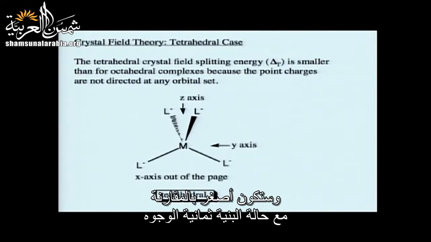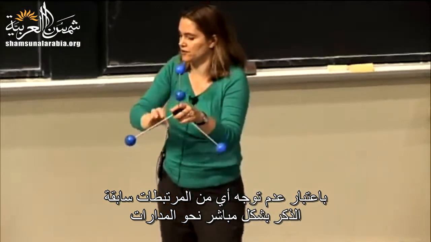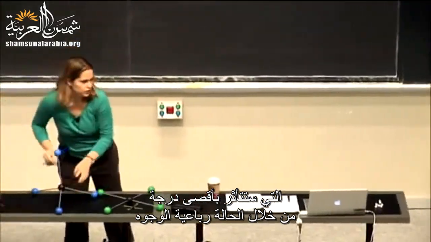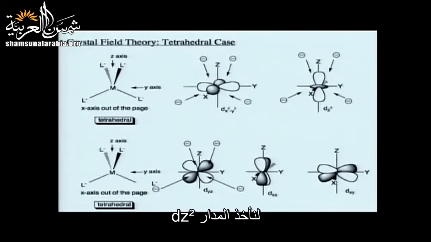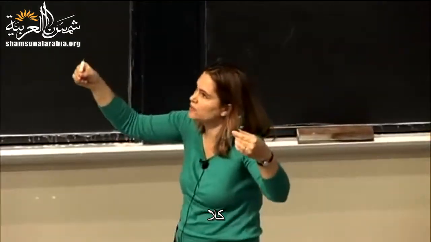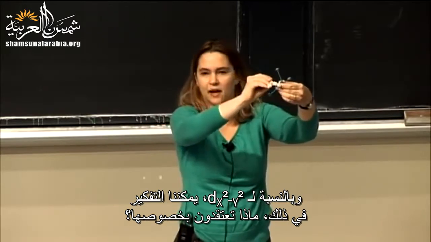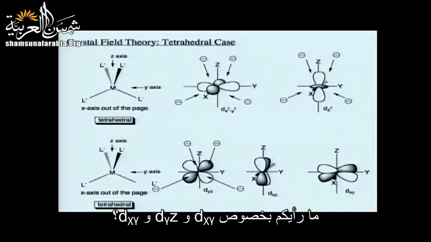And it's going to be smaller than octahedral because none of these ligands will be pointing directly toward the orbitals. But let's consider which orbitals are going to be the most affected by a tetrahedral case. So let's consider dz squared. What do you think? Are the ligands pointing toward dz squared? No. And dx squared minus y squared? What about that one? No, not really. What about dxz, dyz, and dxy?